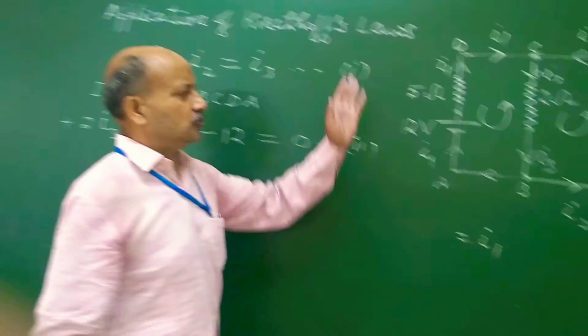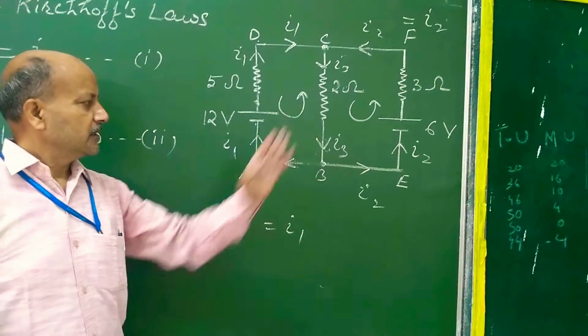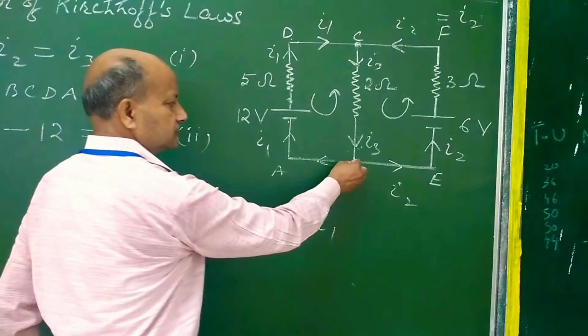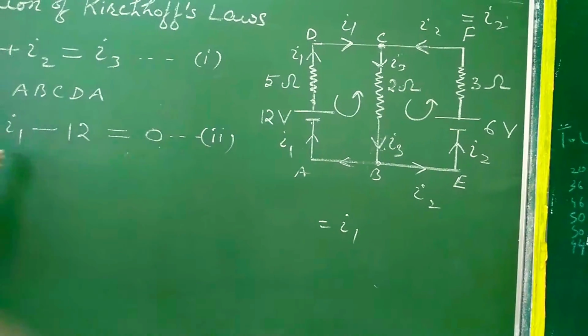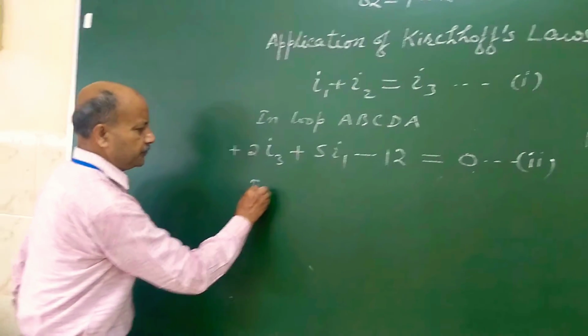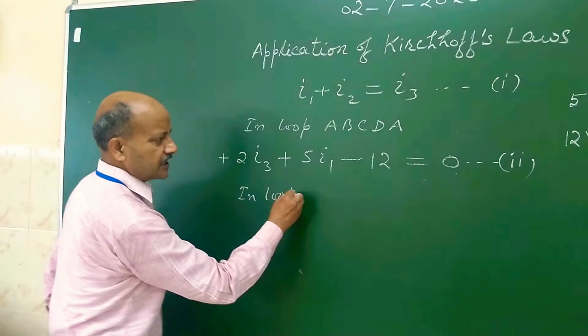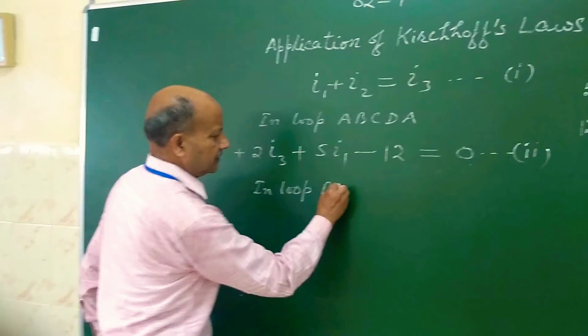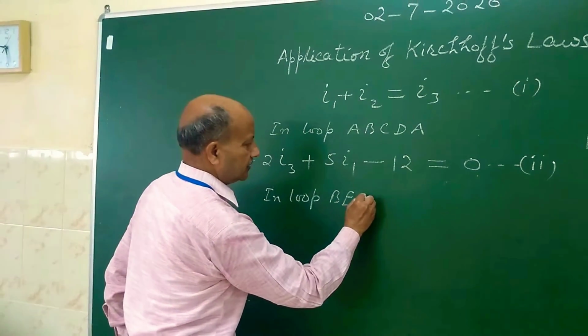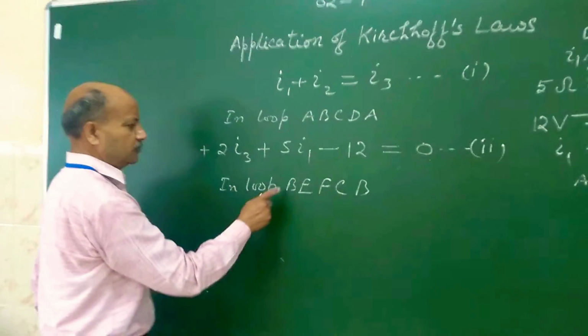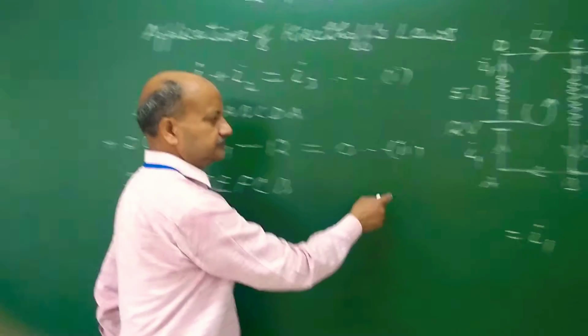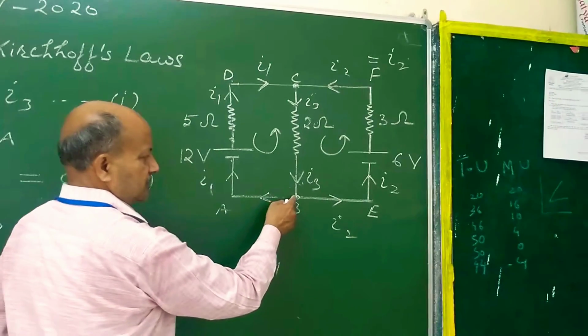Now we take the second loop. This is the second loop. Let us start from here. So here we will write. Now in loop, what is the name of the loop? B, E, F, C, B. In loop B, E, F, C, B, we start from here.